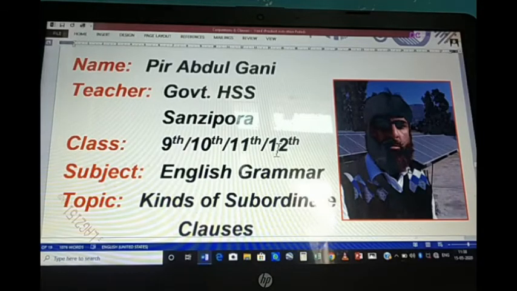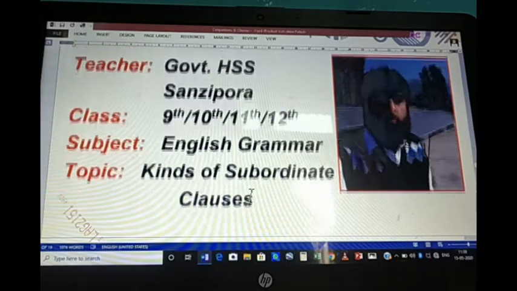आज का मेरा जो टॉपिक है वो 9th या 10th, 11th और 12th तमाम चारों क्लासेस के लिए है, इंग्लिश ग्रामर. ये मेरे पिछले क्लास जो मैंने दिया था इसी ग्रामर पर, तो उसी का ये अगला हिस्सा है. Today my topic is kinds of subordinate clauses.